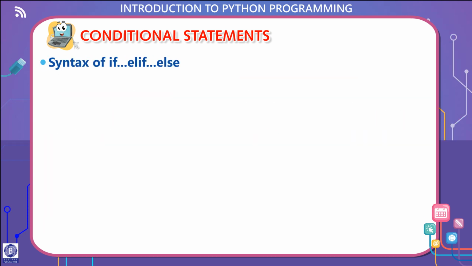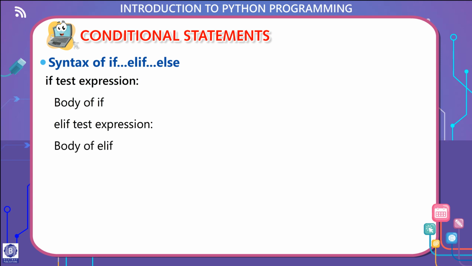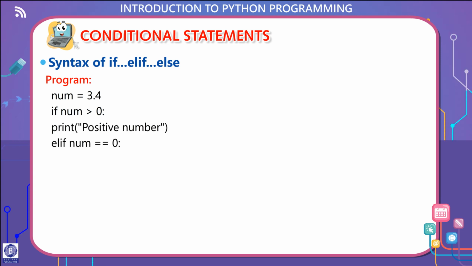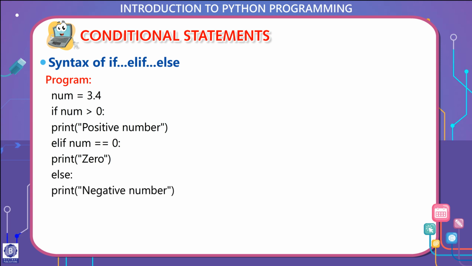Syntax of if, elif, else: if test expression: body of if; elif test expression: body of elif; else: body of else. Program: num = 3.4. If num is greater than 0, print "Positive number"; elif num is equal to 0, print 0; else print "Negative number". Output: Positive number.